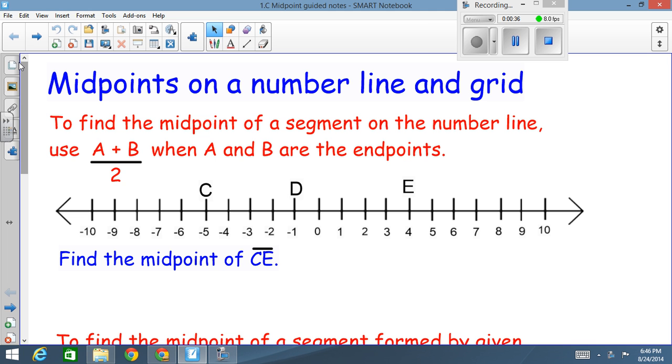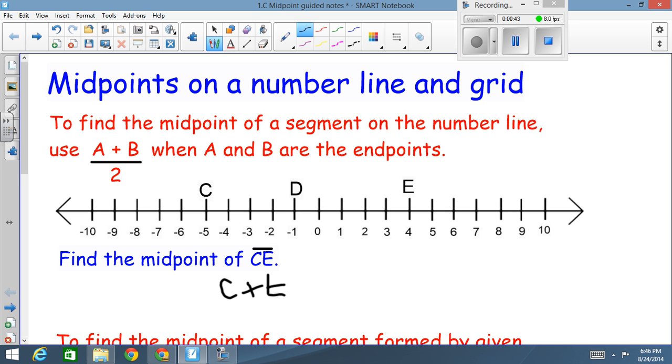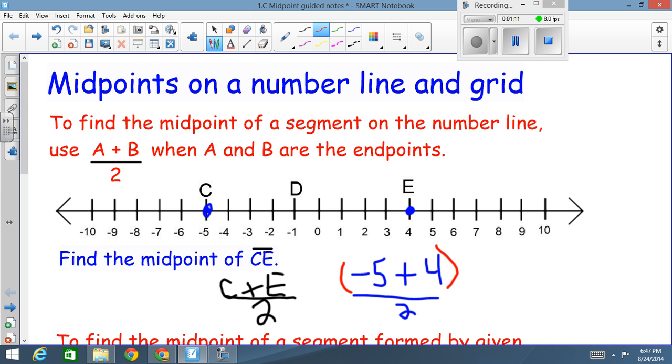So, in this case where it says find the midpoint of CE, we're actually doing C plus E divided by 2. If we look at our number line here, we see that C is right here, E is right here. The value of C is -5, plus the value of E is +4, and we're going to divide it by 2. Now, if you're planning on throwing this in your calculator, you better be very careful, because if you don't put parentheses around this, you're going to end up with the wrong answer.